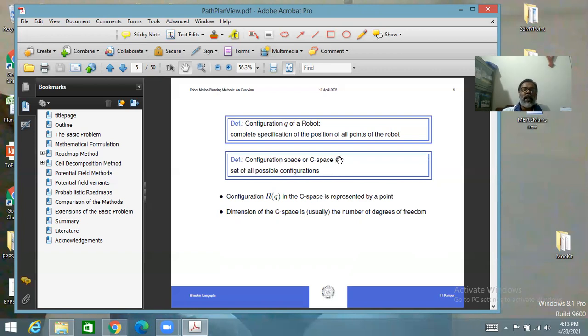And R of q is the Cartesian space occupied by the robot in the Cartesian space, in the ordinary space. And q is the configuration in the configuration space, where it is a point. And how it is a point, we will see. Now, the dimension of the configuration space is usually the number of degrees of freedom. In how many degrees of freedom that robot or body can move, that is typically the dimension of the configuration space. Let us see how it works.